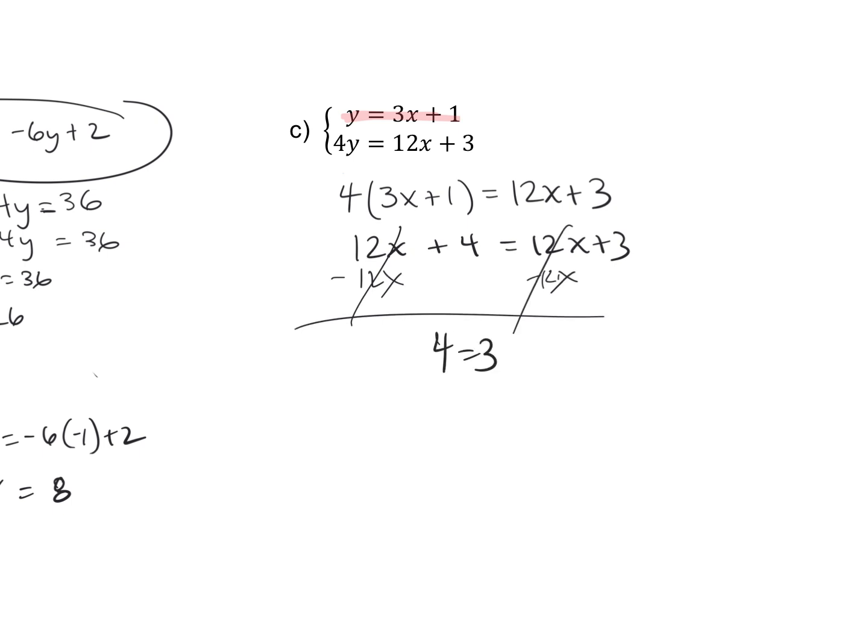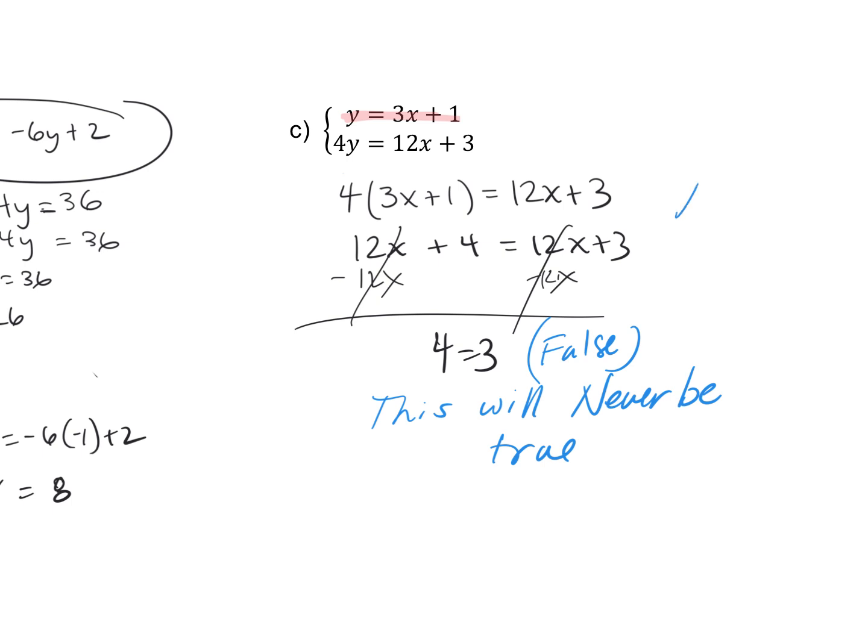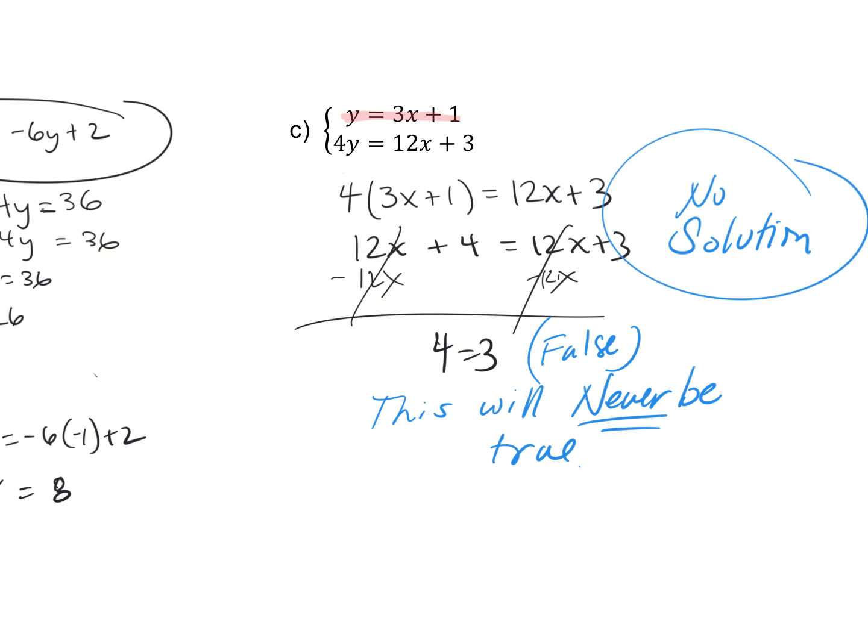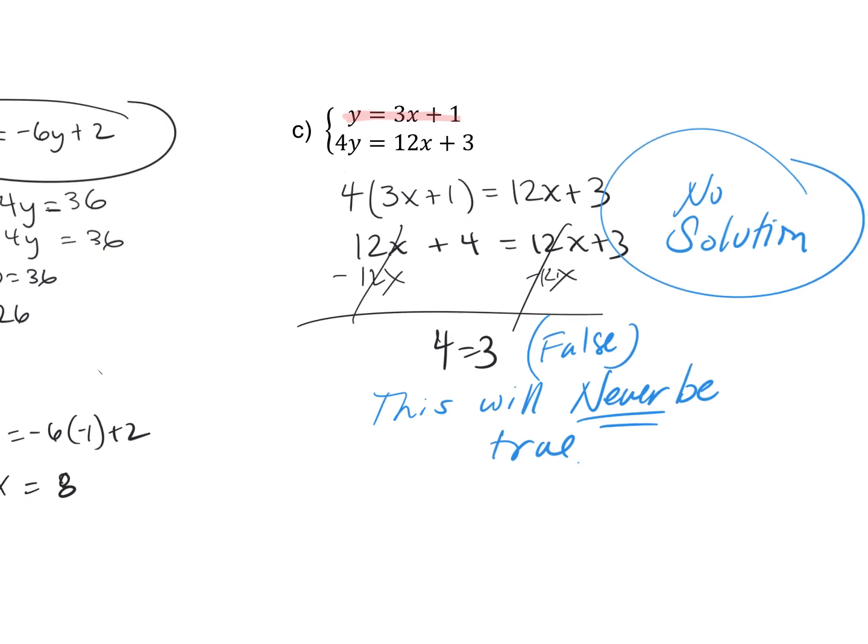So at this point, there are no variables. When your variables drop out, you have to ask a question: is this a true statement or a false statement? False. If it is a false statement, false is not our answer. This will never be true. So if it's never going to be true, what kind of solution do we have? No solution. So our answer is no solution. So what kind of lines are these? Parallel. These are parallel lines. So false is not your answer. Make sure you answer whether it's solution or no solution.